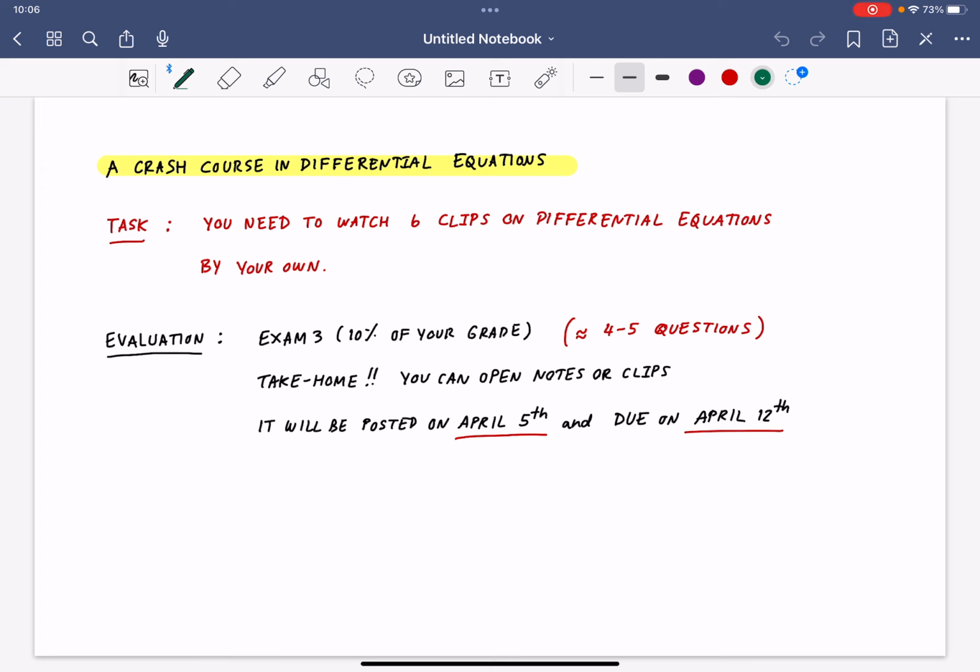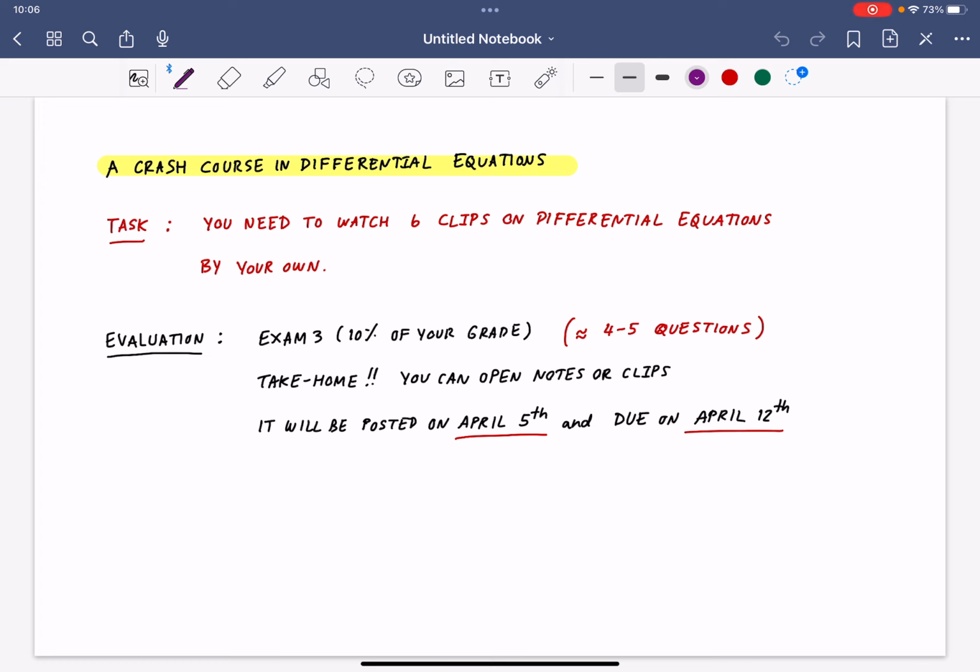This one we're just going to have, as you know, the final exam on differentiation and integration with functions of two variables.